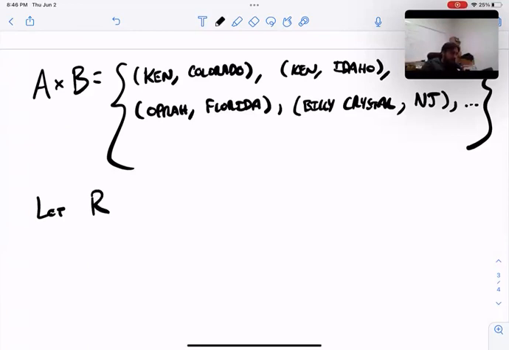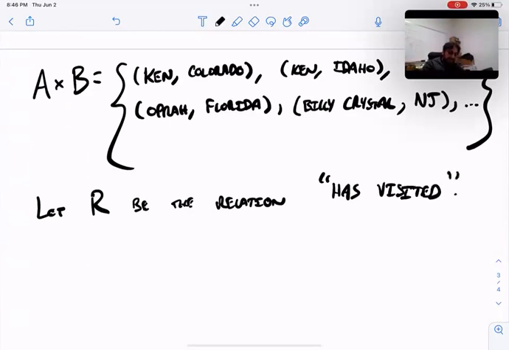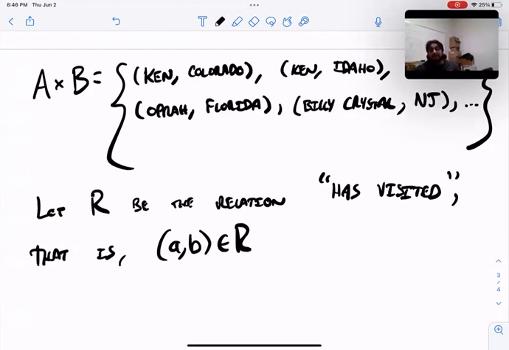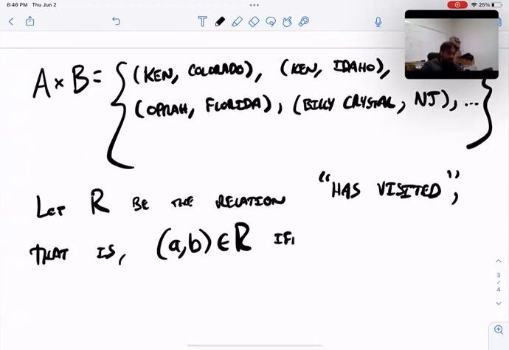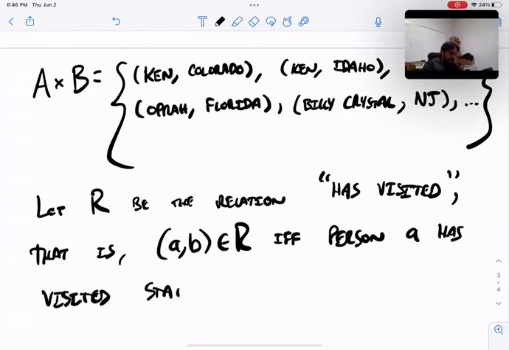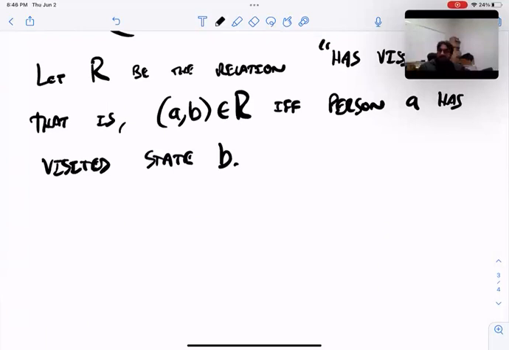So let's let R be the relation "has visited." That is, we'll say that R is the relation that carves out just the ordered pairs in which person A has visited state. That would be a perfectly good way to define this relation.